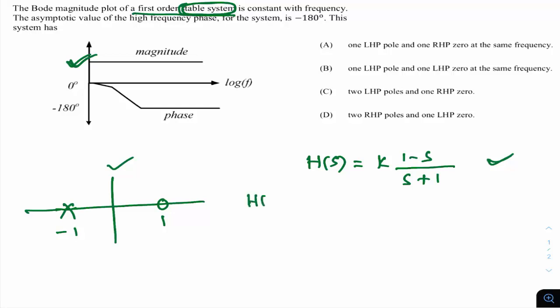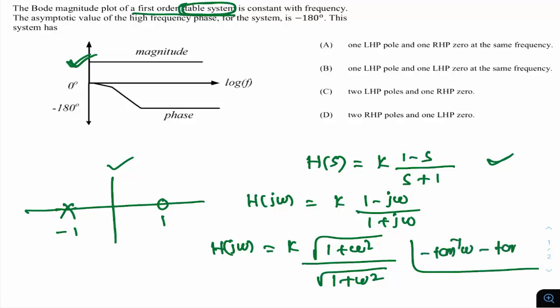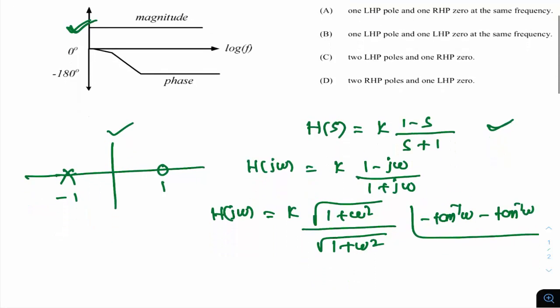So H of j omega, to show you in more detail, is k into 1 minus j omega divided by 1 plus j omega. If I ask you to write the magnitude and phase, the magnitude is k into square root of 1 plus omega squared divided by square root of 1 plus omega squared, and the phase is minus tan inverse of omega from the numerator, and for the denominator again it is minus tan inverse of omega. Now these magnitudes cancel, so this is k at a phase of minus 2 tan inverse of omega.